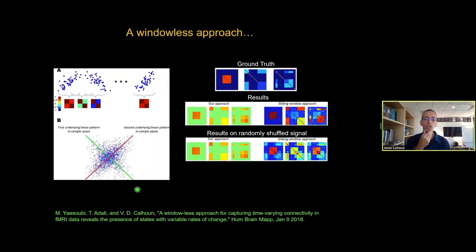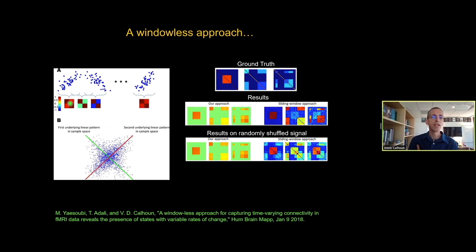There's also been a lot of talk about different approaches. What window size should we use, different windowless approaches, instantaneous approaches, etc. Here's one example of a windowless approach in which we're using a dictionary learning algorithm.